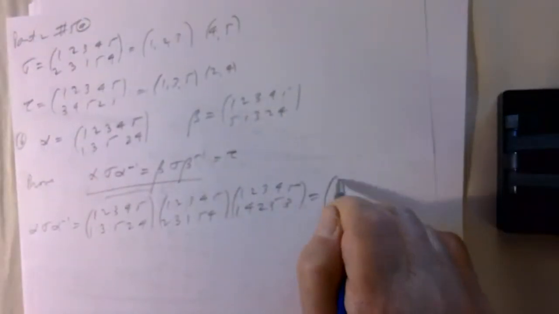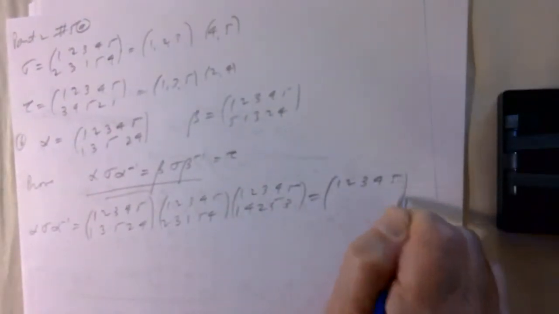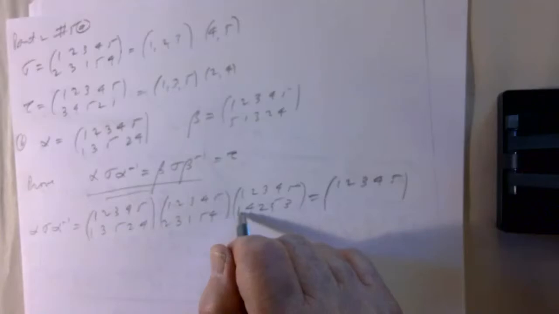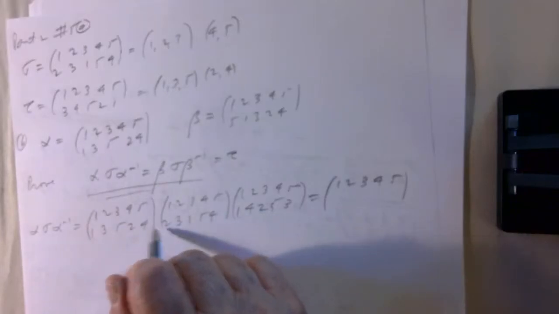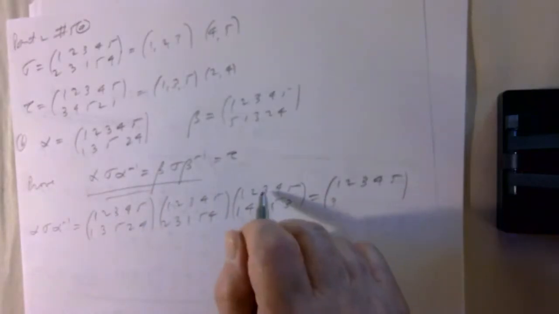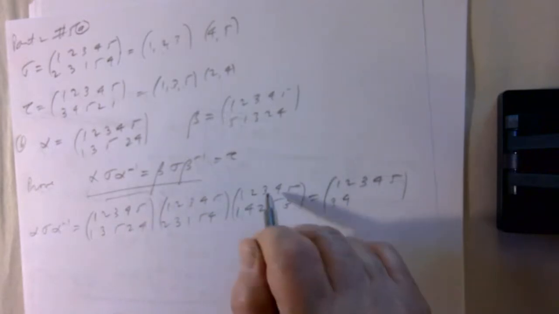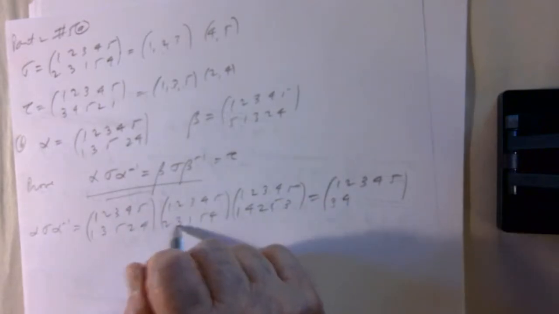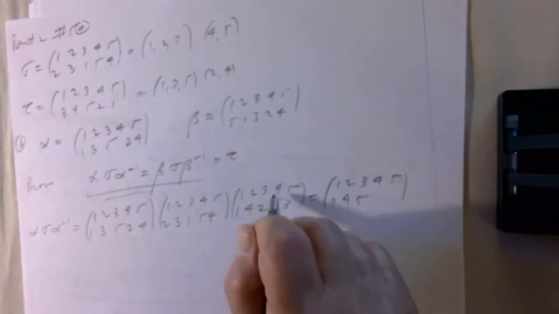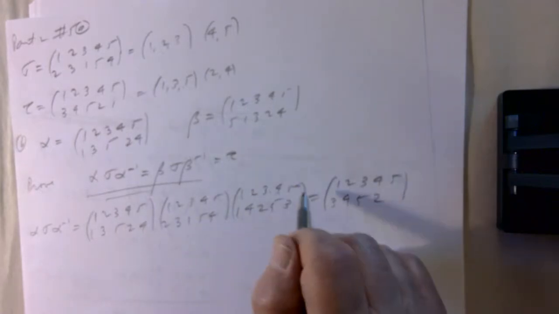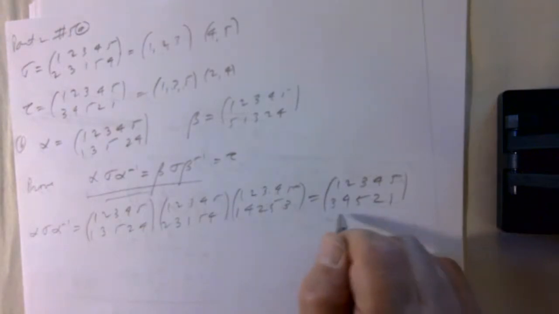And then you make the calculation. 1 goes to 1, goes to 2, to 3. 2 goes to 4, 4 to 5, 5 to 4. 3 to 2, 2 to 3, 3 to 5. 4 to 5, 5 to 4, 4 to 2. 5 to 3, 3 to 1, 1 to 1. So this is tau.